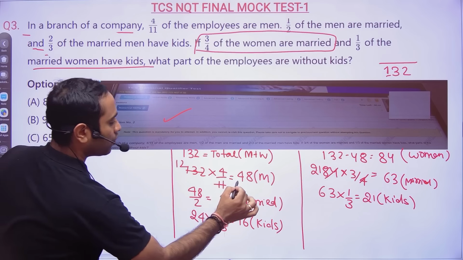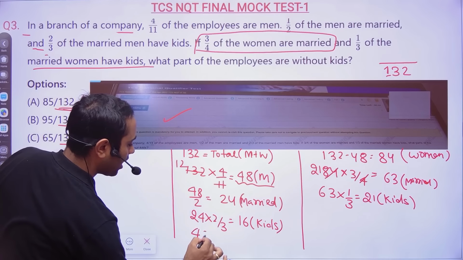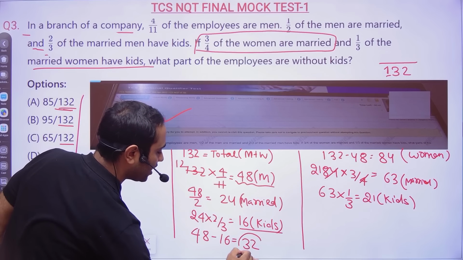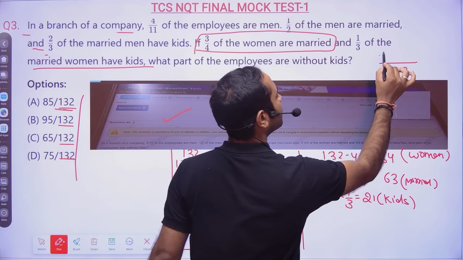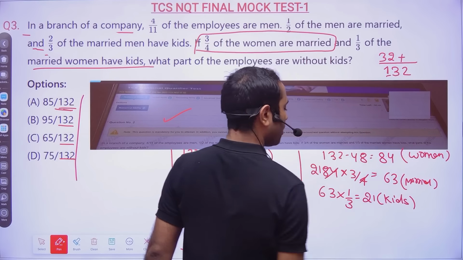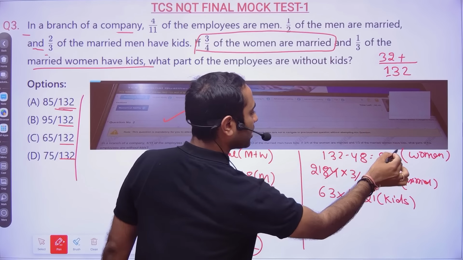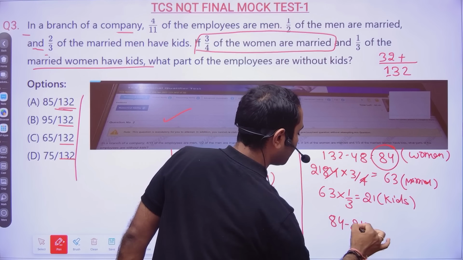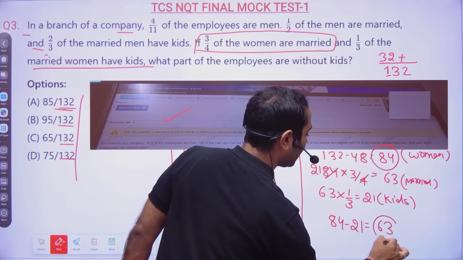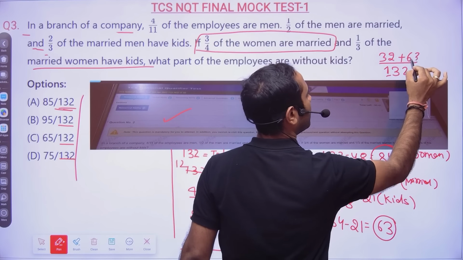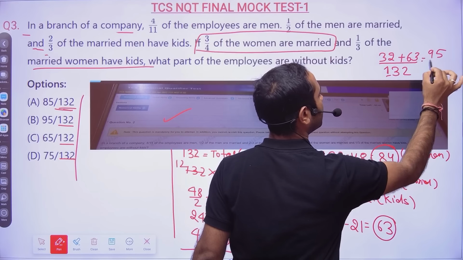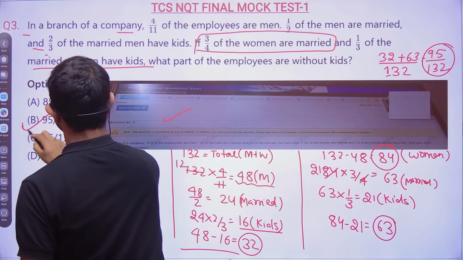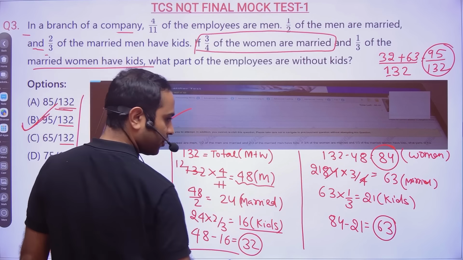So you see, total 48 men are there. Out of that 16 are having kids. So it is very simple that 32 men are not having kids. What about female? Total 84 women are there. 21 are having kids, so it is nothing but 4 minus 1 is 3, so 63 are not having kids. So 95 divided by 132. Option B will be the correct answer for this particular problem.